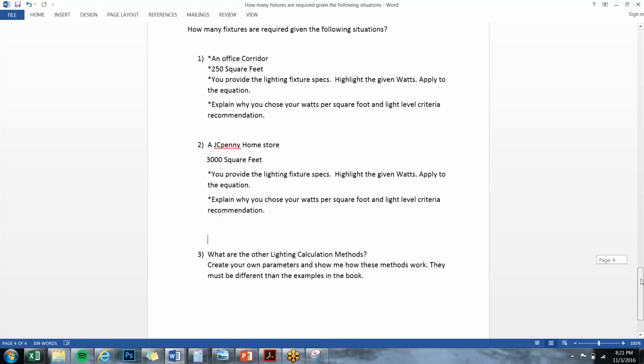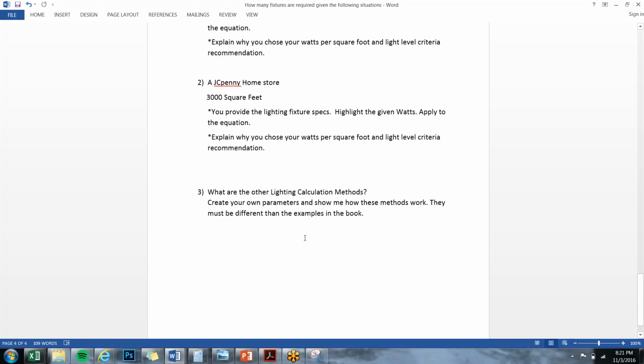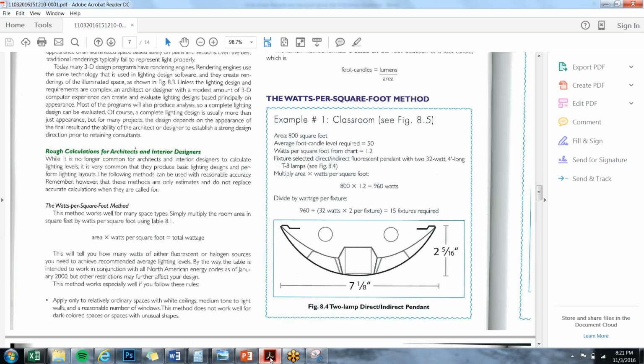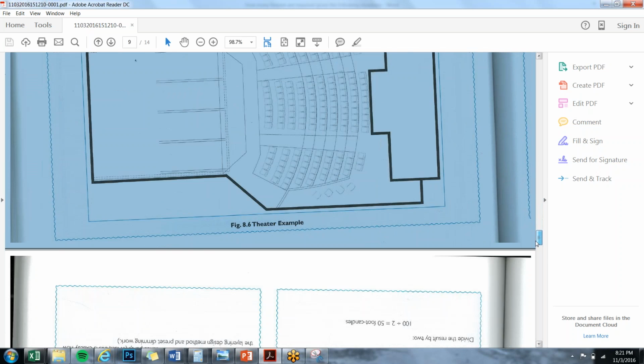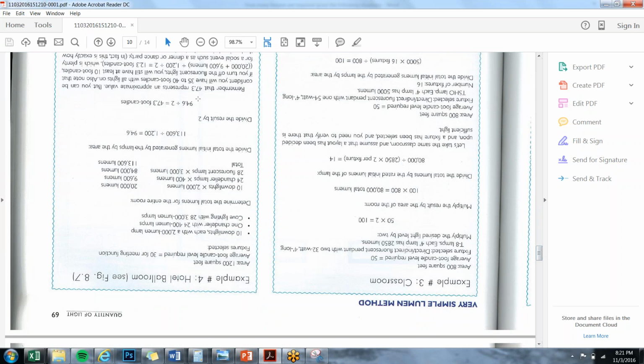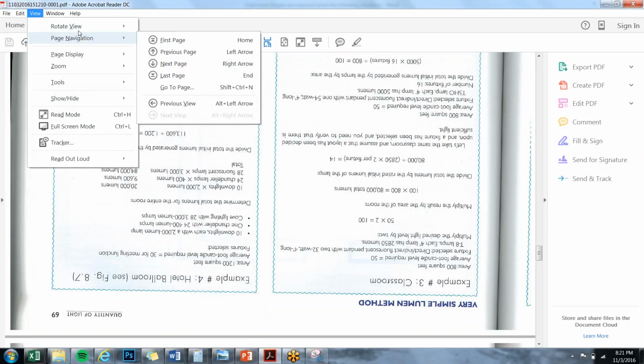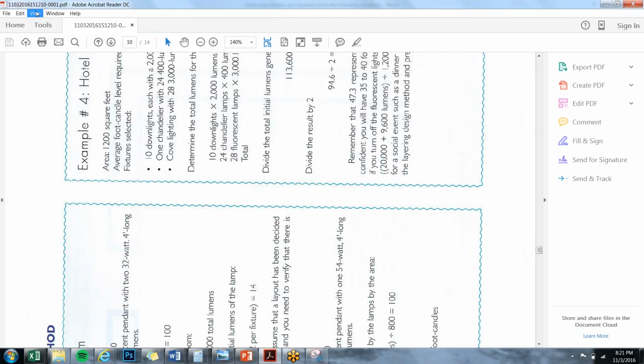And the last one says, what are the other lighting calculation methods? Create your own parameters and show me how these methods work. They must be different than the examples in the book. Okay, so I'm not going to show you every method. This last one, I want you to take my devious little printout of these, and you'll see when we rotate them, view, rotate clockwise, view.